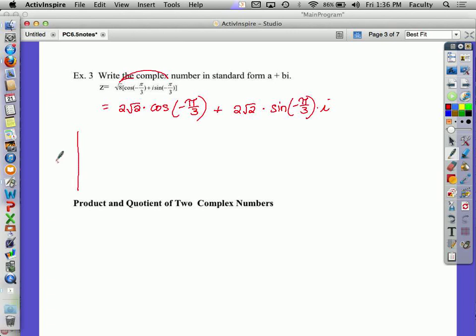Negative pi over 3 is a negative rotation of 60 degrees. All students take calculus. Cosine's positive down here. And I know my unit circle values, that's 1/2. Sine then would be negative radical 3 over 2.